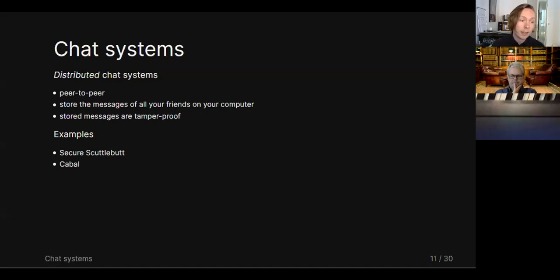And in my thesis, I detail two examples of distributed chat systems. The first one is Secure Scuttlebutt, and the second one is Cabal. And Cabal is a chat project that I'm working on with a couple of friends. As part of the thesis, I've extended Cabal with a proof of concept moderation system, which we'll see in the demo. But just to be clear, the demo isn't showing Cabal itself. It's just using its guts to implement a chat system.